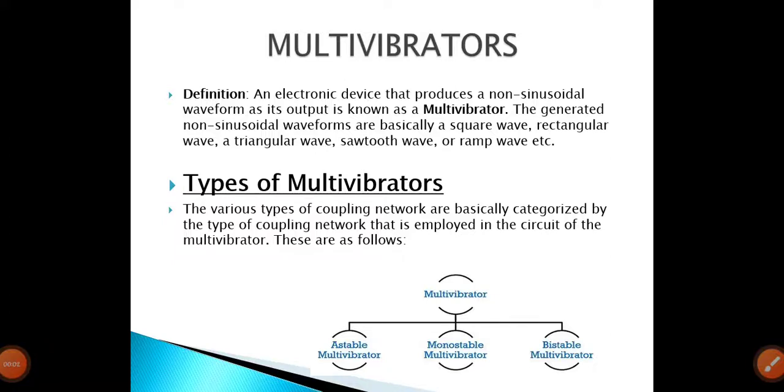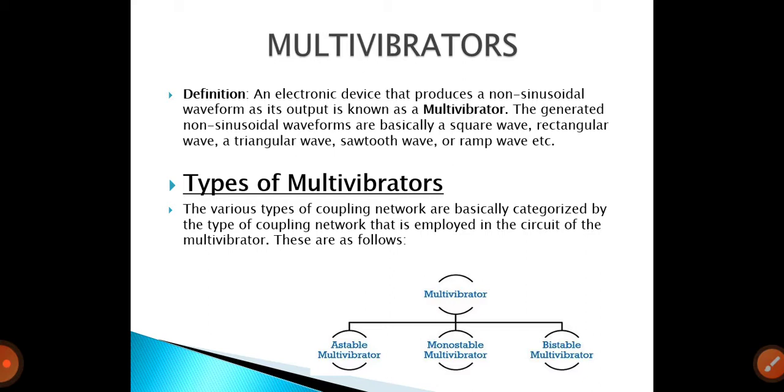Hello students, in this session I am going to explain about multivibrators. A very important and very interesting topic in ICs, integrated circuits. It is very important for your examination also, for your practicals also, right? In your practicals also you have to work on this IC 555 timer, right? That is multivibrators.